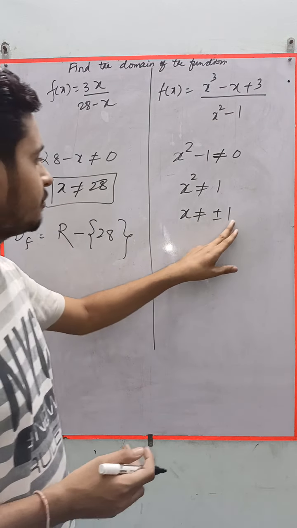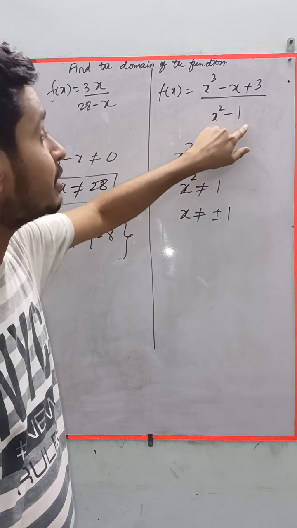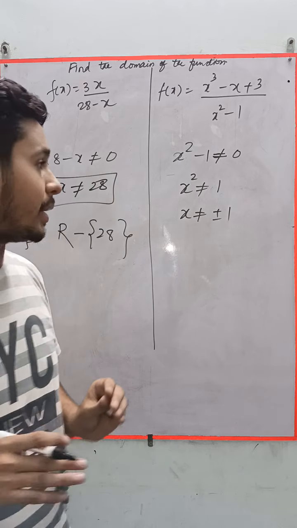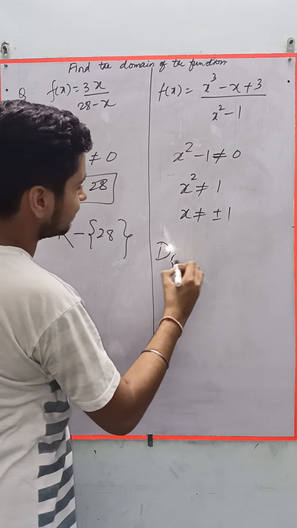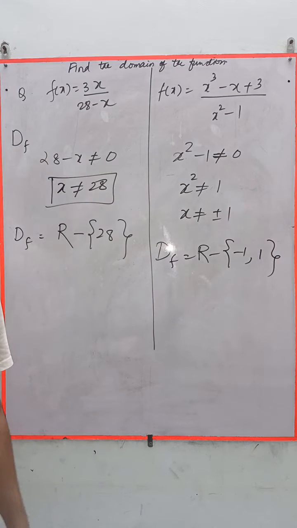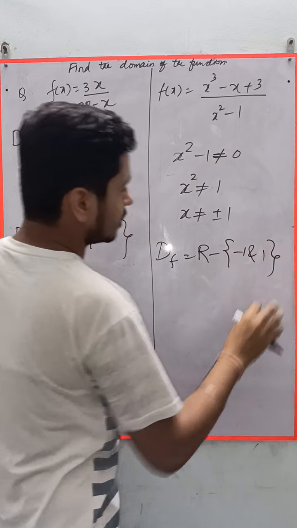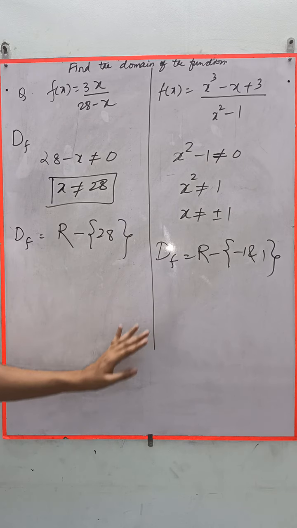How come? Because if you put positive 1 here, it will be 0, and if you put minus 1, again it will be a 0 quantity. That is why the denominator should not be equal to 0. So the domain will be the whole real numbers except 1 comma minus 1, or you can say 1 and minus 1. Like this you have to denote it. I hope you have understood this question.